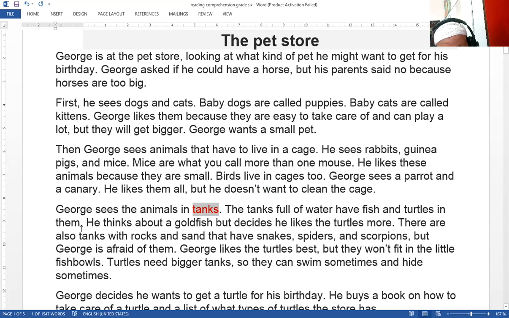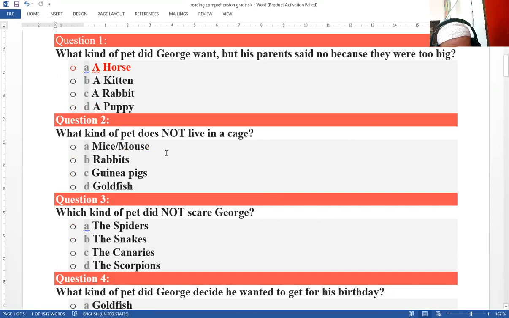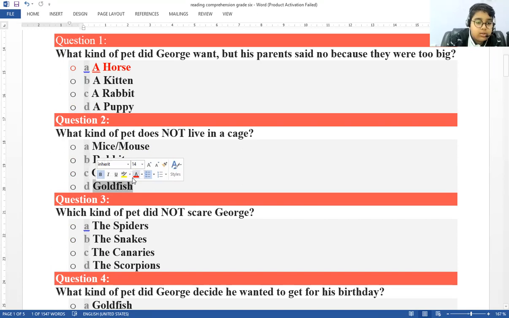In them. Yes. He thinks about a goldfish but decides he likes the turtles more. Now, the answer of number 2, what kind of pet does not live in a cage? Goldfish. This is a good answer.